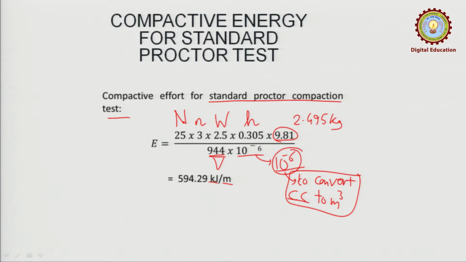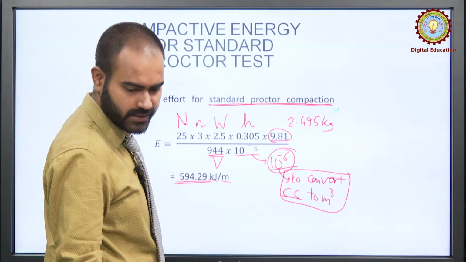So when calculating this we find 594.29 kilojoule per meter cube. So this is the compactive energy which is being supplied to the soil per unit volume in the case of a standard Proctor compaction test. Further, let us move to the next test.